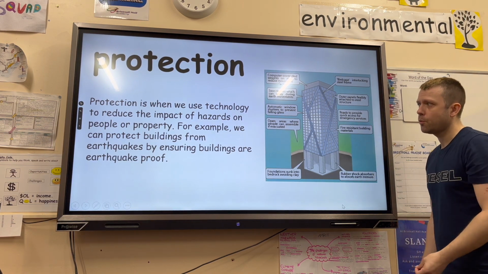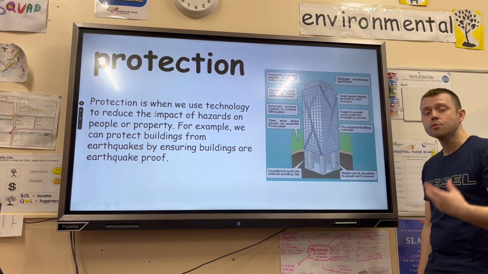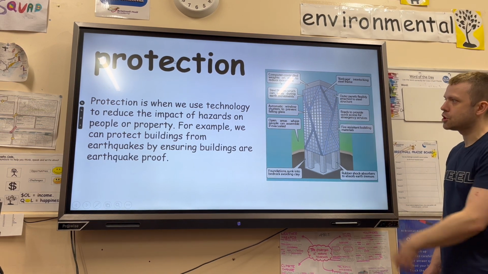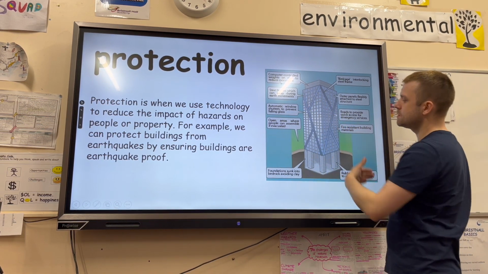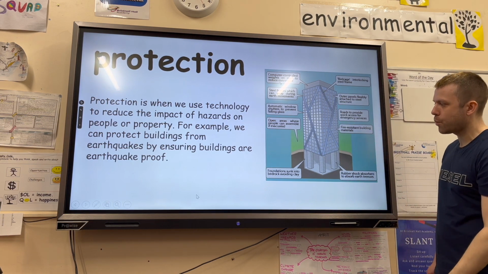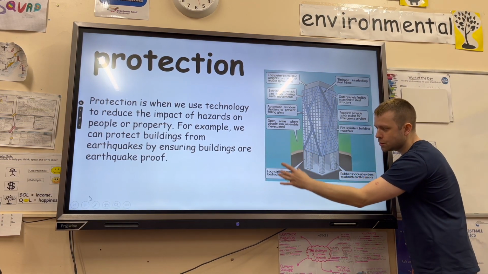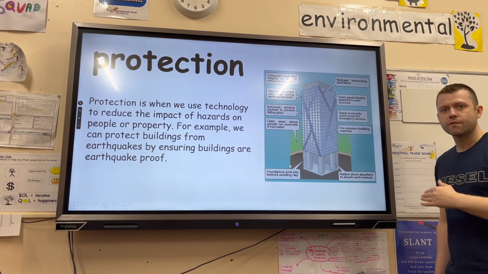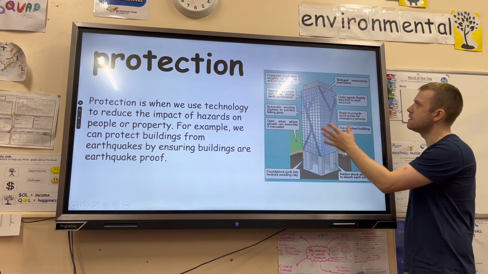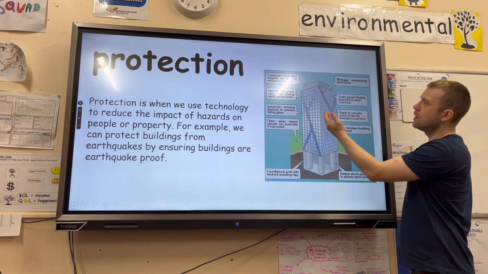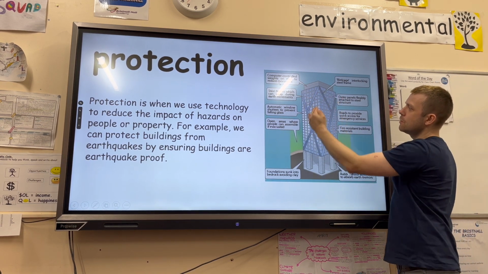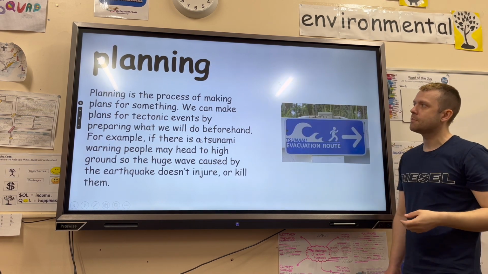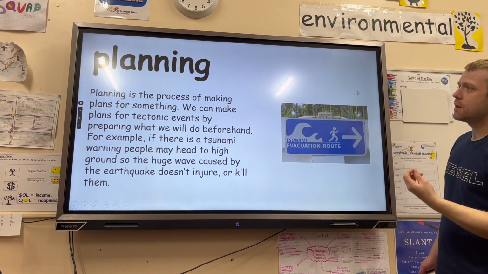Protection, quite a common way of reducing hazard risk. If you protect something, you try and save it from being damaged in the future. So for example, this building has been protected, it's been made earthquake proof. By digging huge foundations into the ground, it reduces the chance of the building collapsing. You're protecting the building. They have also used steel frames with this triangle bracing shape to protect the building from collapsing.